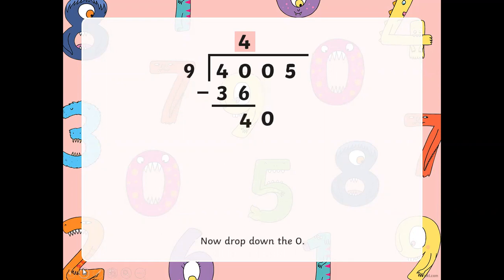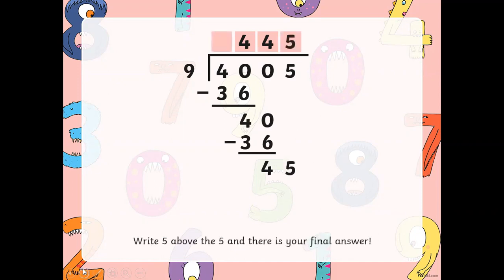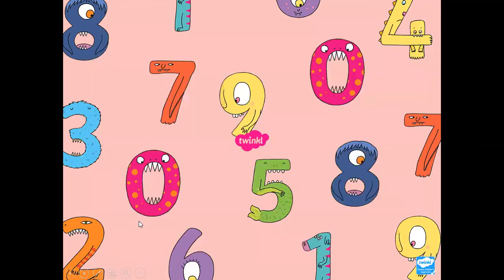Bring down, drop the 0. Now repeat the process. How many 9s are there in 40? Your answer would be 4 again, and again 36. So do the subtraction. You'll find 4 as the remainder. Bring down your 5. And then how many 9s are there in 45? Answer is 5. And that's it. Thank you very much. I hope you have managed to understand the standard written method for long division.